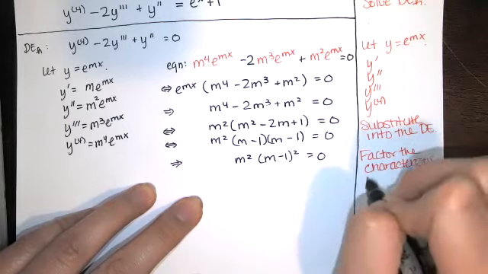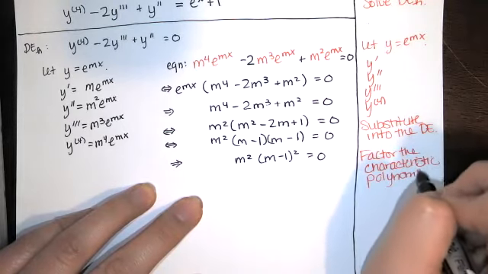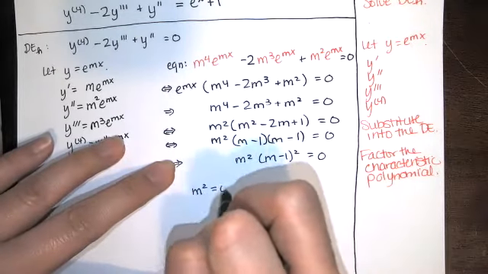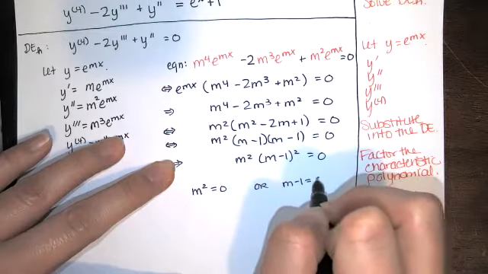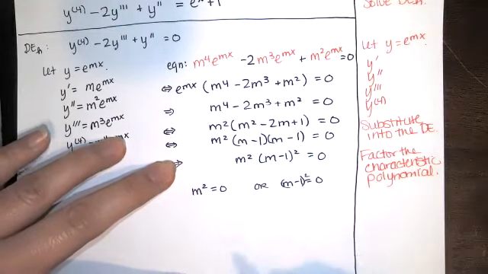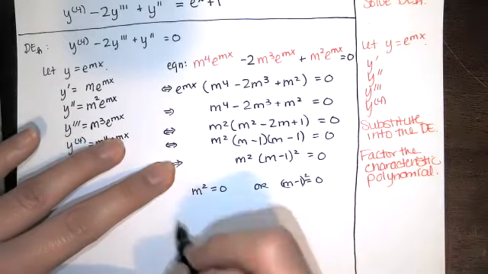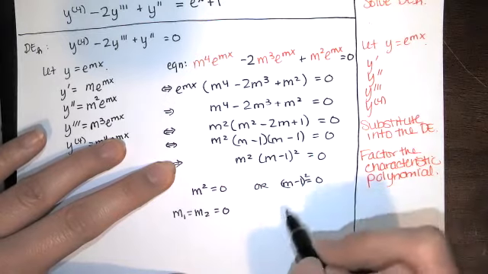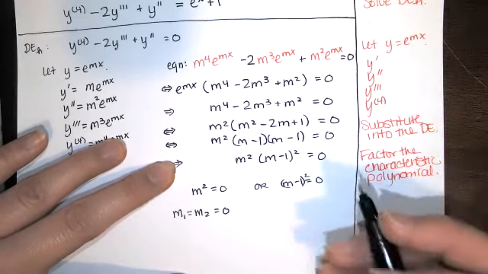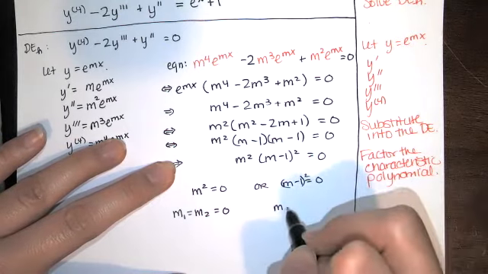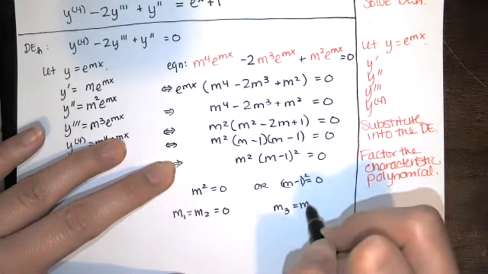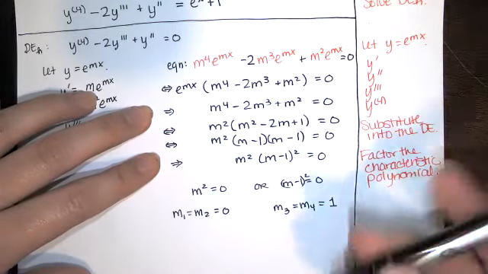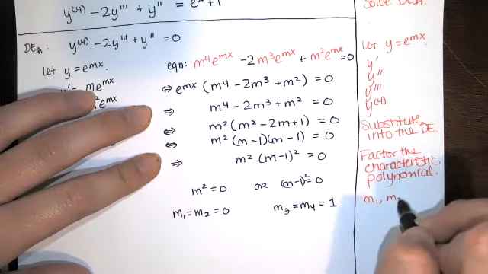Or you can think of that as factoring the characteristic polynomial on the left-hand side. Okay, so if this times this equals 0, that means either the first factor equals 0 or the second factor equals 0. Since that is squared, we have 2 roots associated with this. So m1 and m2 are both equal to 0. Here, if I take the square root of both sides and add 1 to both sides, I get m equals 1, but it's squared. So there are 2 roots that are equal to 1. So we've got repeated roots.